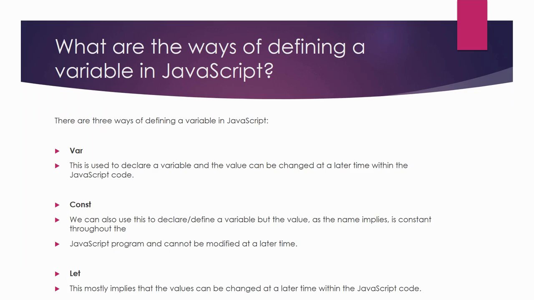So what are the ways of defining a variable in JavaScript? There are three ways of defining a variable in JavaScript. First is var. This is used to declare a variable and the value can be changed at a later time within the JavaScript code. Second is const. We can also use this to declare or define a variable, but the value, as the name implies, is constant throughout the JavaScript program and cannot be modified later. Third one is let. This mostly implies that the value can be changed at a later time within the JavaScript code.